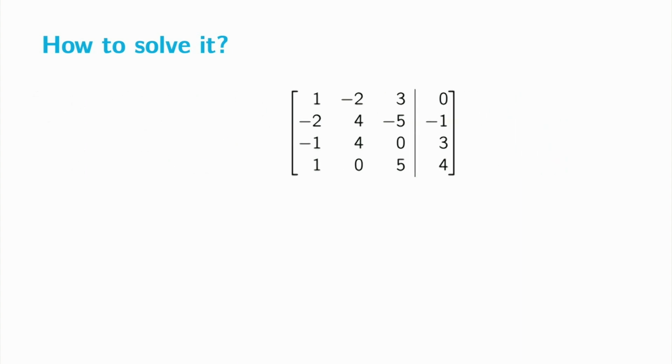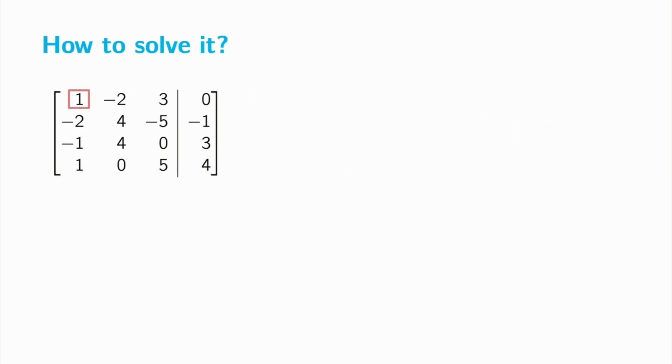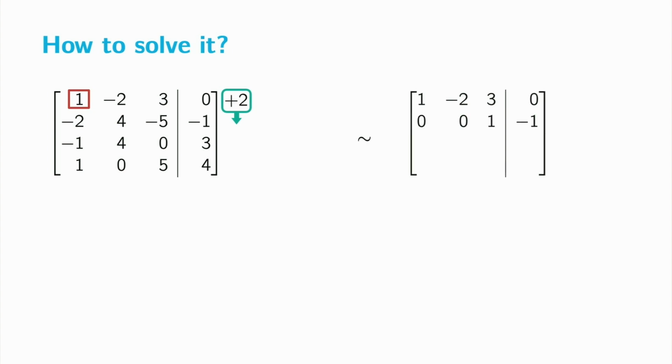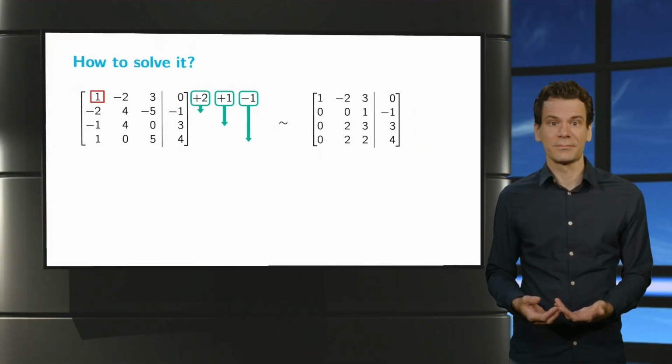We start at the first row and look at the first non-zero element. We will use row operations to make all the entries below this element equal to 0. We can do that as follows. First, add 2 times the first row to the second. Then, add the first row to the third, and then subtract the first row from the last. We then have obtained a row equivalent matrix.